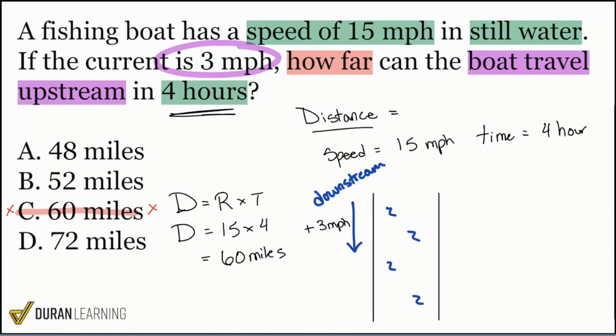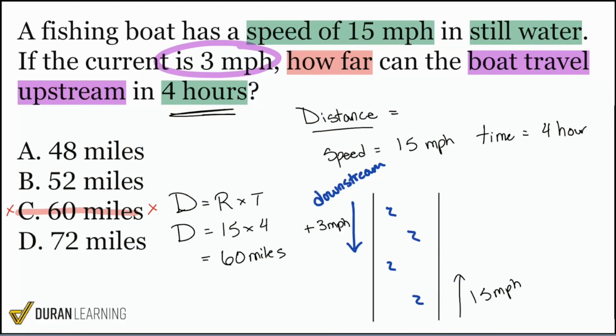However, if we are in this boat trying to go upstream, that means that the 3 mile an hour current is fighting us. What do you think we should do with the 15 miles an hour and that 3 mile an hour current, everybody? What should we do if we are fighting the current? If the current is making us slower as we go upstream? Yeah, we're subtracting. Absolutely.